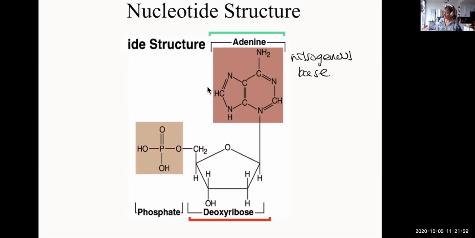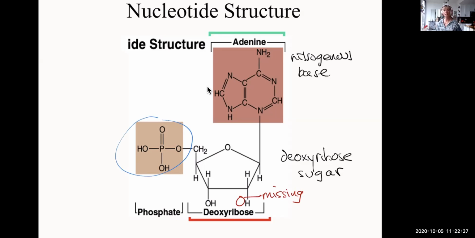DNA nucleotide structure. This is our ribose, but it's not just any ribose, it's a deoxyribose sugar. And it's called that because you'd have to have something right next to it to compare. But look, here we're missing the oxygen. Missing. That's why it's called deoxy. The oxygen is missing. Yeah, and we've got our phosphate as well. That's nucleotide structure.